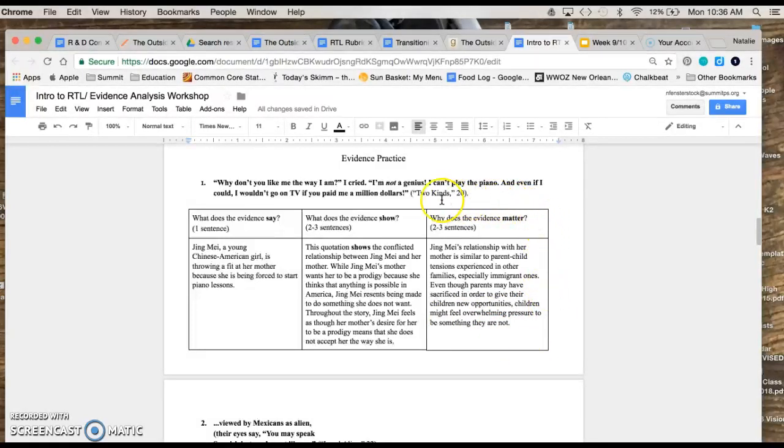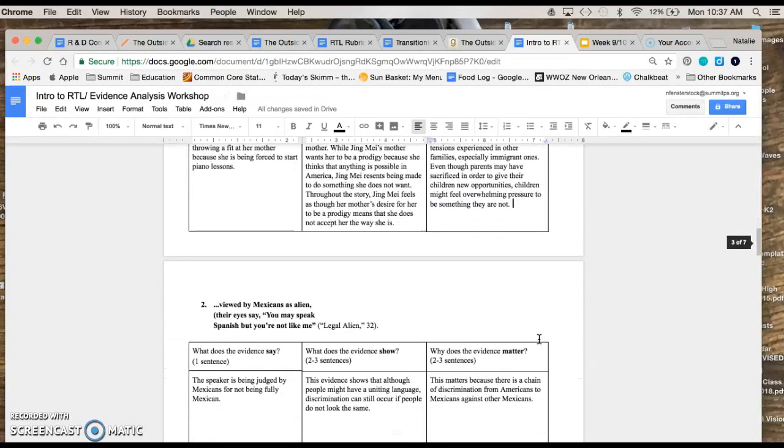So what you might notice about this last column, this why does the evidence matter column, is that it's trying to connect to beyond the text. So why does it matter in the world at large? Here it talks about immigrant families, the parent-child tension, the parent-child relationship, and this pressure. This is something that you could relate to. It's that thematic understanding.